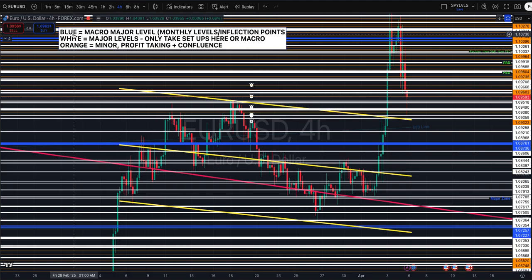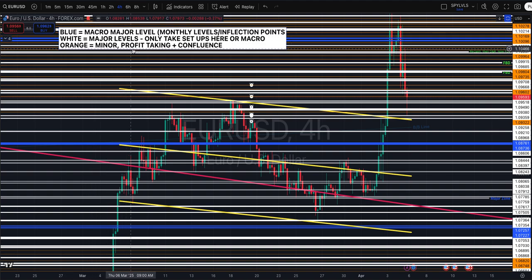So just real quick summarization of that. Blue levels are macro major levels. They're levels that have been relevant for months, if not years, and are typically major inflection points for price where they'll consolidate around before taking the next leg up or down, or reject hard, etc. White levels are more common. They're just major levels within the past recent price action, as well as weeks and months as well, but they're not as relevant usually as the blue ones.